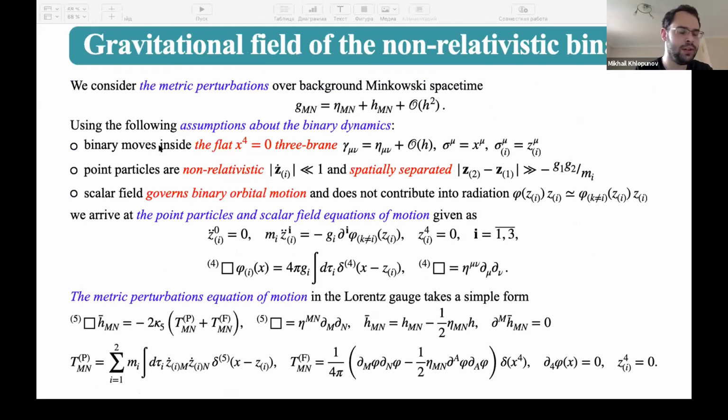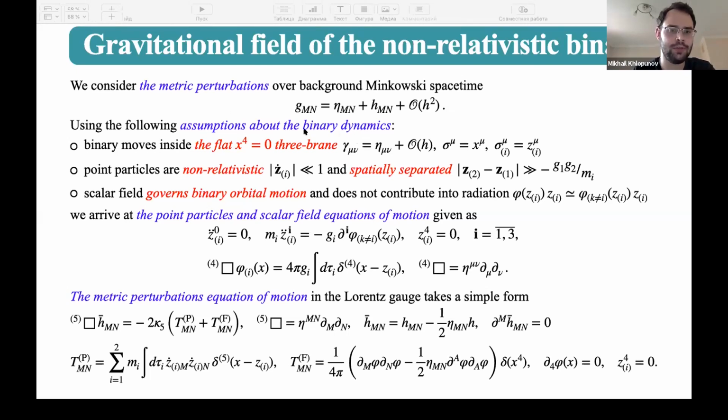In what follows, we limit ourselves to the consideration of small metric perturbations over the background Minkowski space, leading to the expansion of the metric tensor as follows. And we will simplify the equations of motion, of the gravitational field, and of matter on the brane by use of the following assumptions. First of all, we assume that the binary moves inside a flat free brane, and it isn't affected by the gravitational waves produced by the system, and the energy density of the point particles and scalar field doesn't contribute to the background curvature. So the induced metric on the brane is just the flat Minkowski metric.